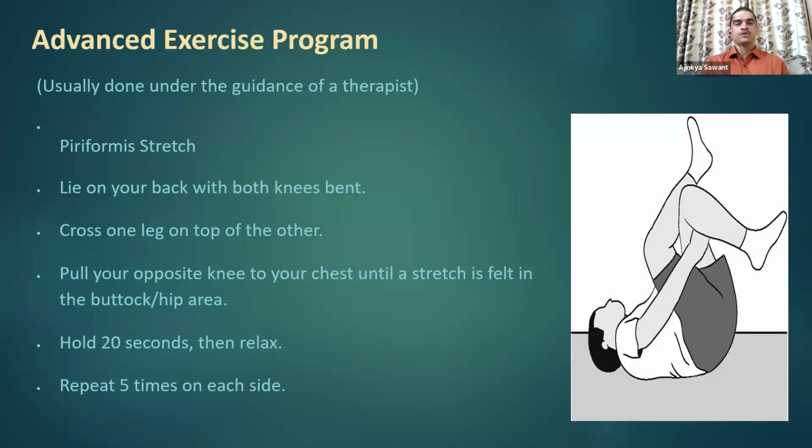They can do it. This is usually done with the therapist guiding. Piriformis stretch: lie on your back with both knees bent, cross one leg on top of the other. Pull your opposite knee to your chest until the stretch is felt in the buttock and hip area. Hold 20 seconds, then relax. Repeat 5 times each.